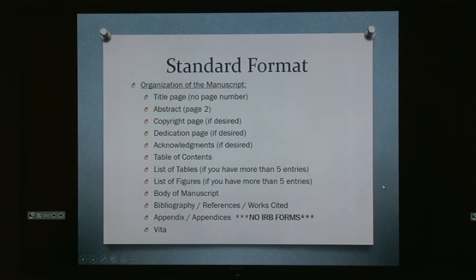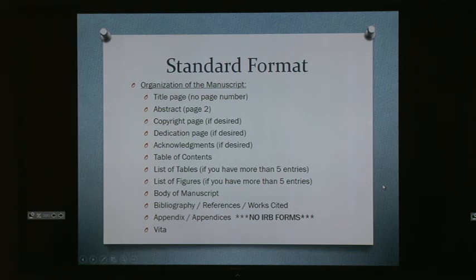If you have more than 5, have a list of tables and figures. You don't have to. If you have fewer, you can. If you have 1 table or figure, don't make a list. Then the body of the manuscript follows that. Then your bibliography, references, or works cited depending on your style guide. And then the appendix or appendices, you do not have to have an appendix. If you've got supplemental material that will help your reader better understand what you've done, include it in the appendix.